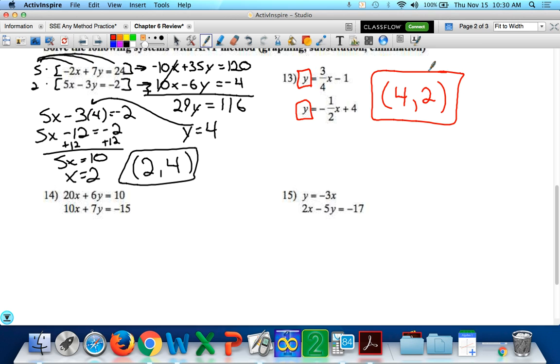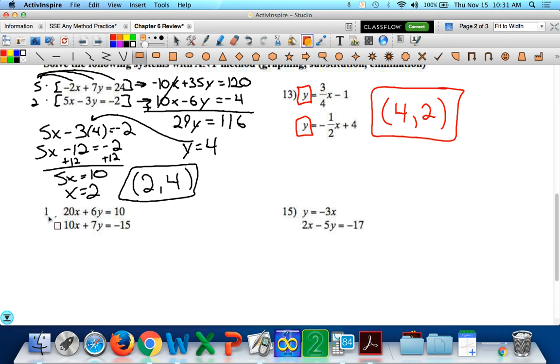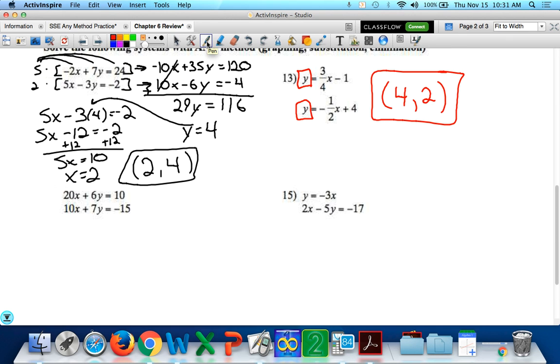Number 14. I look down here at this, I go, oh boy, that's definitely not a graphing problem. It could be a substitution problem, but nothing's solved. I don't have a variable all by itself. And then I notice, hey, these are stacked up on top of each other pretty nicely. And I know I can make a 10 into a 20. So I'm thinking already now, this is probably another one of those dang elimination problems, okay?